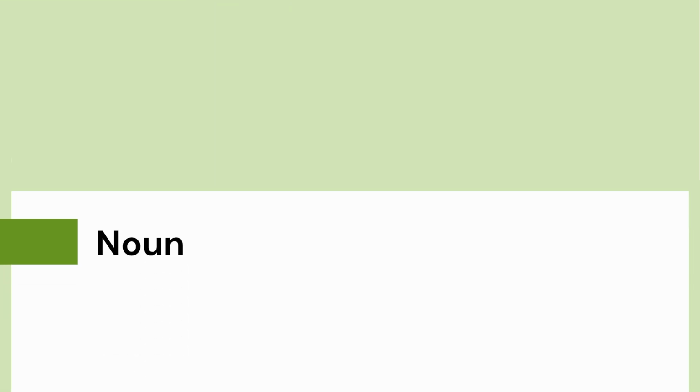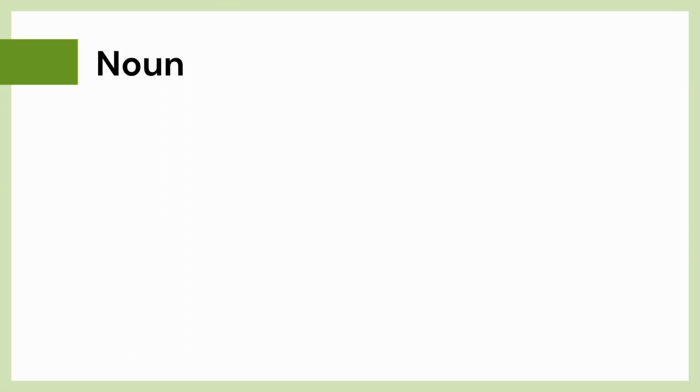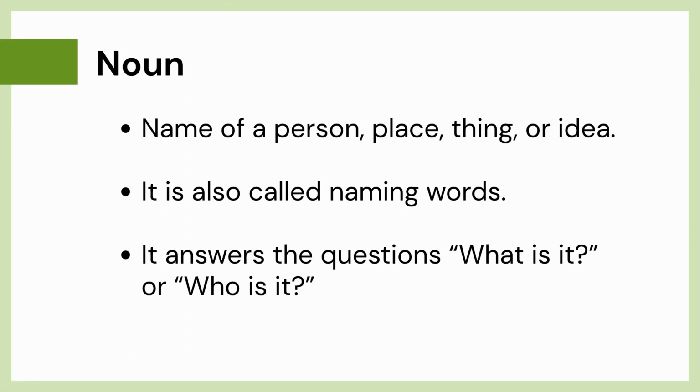Let's begin by learning what a noun is. A noun is a name of a person, place, thing, idea, animals, and many more. They are also called naming words because they give names to everything we talk about. They answer questions like what is it or who is it.